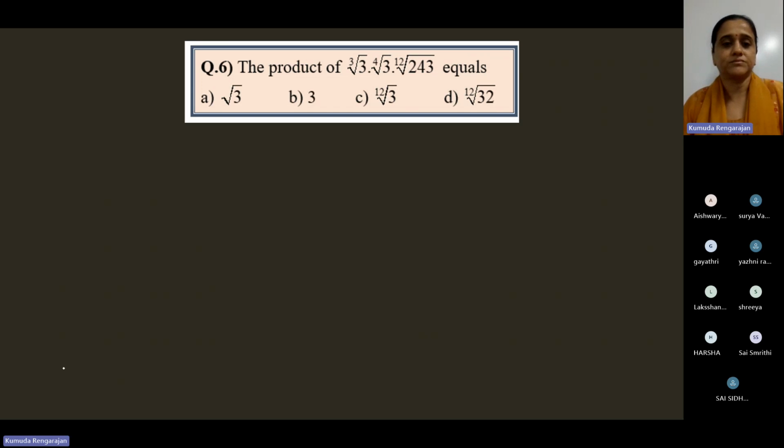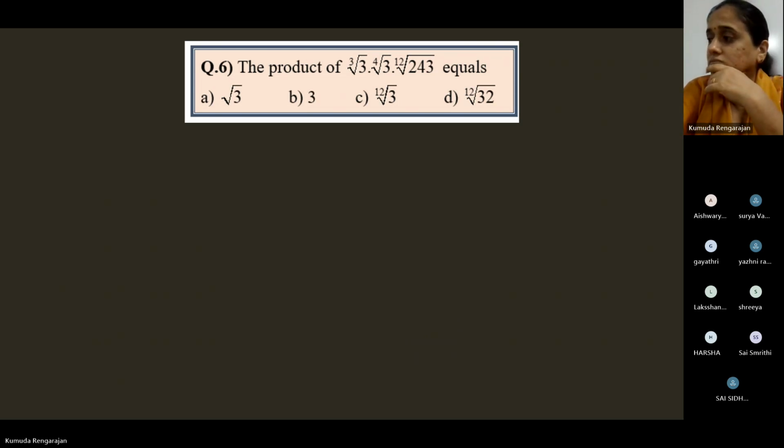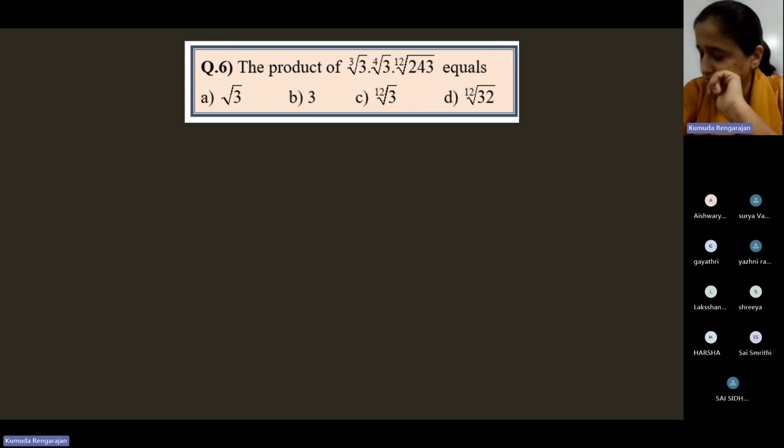This is the next one. It means multiplication. Cube root of 3 into 4th root of 3 into 12th root of 243.